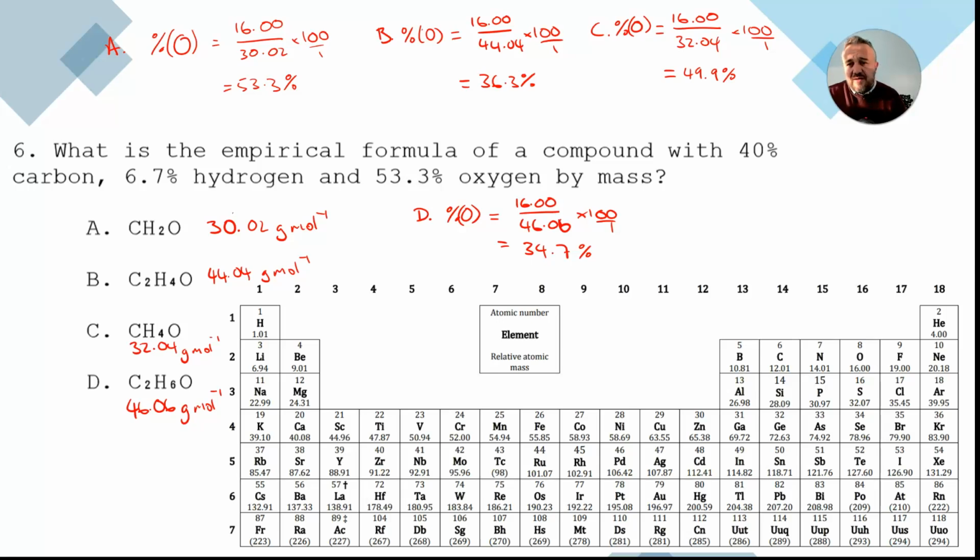But that's just the process, right? We take the mass, we divide it by the total molecular mass, and then multiply it by 100. That gets us our percentages. And we could do that for each element, and it would all work out. But A, bang, because of oxygen.